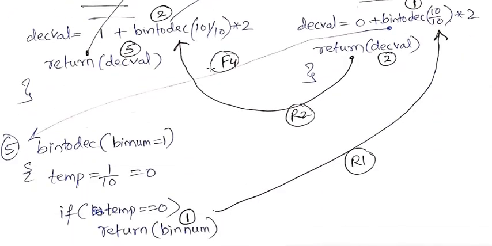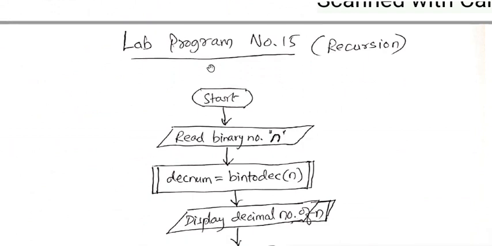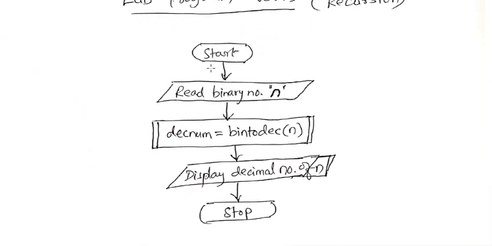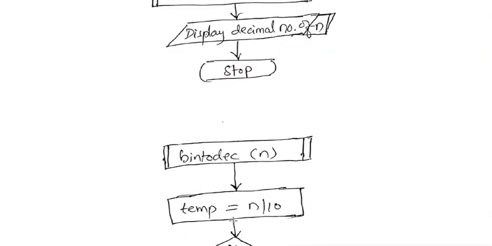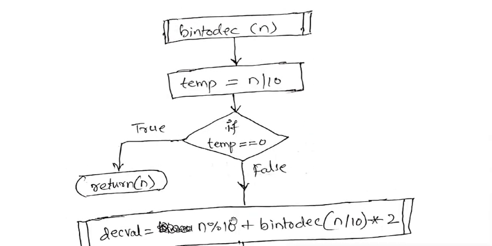Okay, the flow chart, let me open the flow chart. In the main program, we have start, it will read a binary number and it will call the function. This is called a function call. Decimal number is equal to binary to decimal of n. After that, this function call will return a decimal number and it will display the decimal number and then it will stop. And what is the function call? Okay, the binary to decimal function.